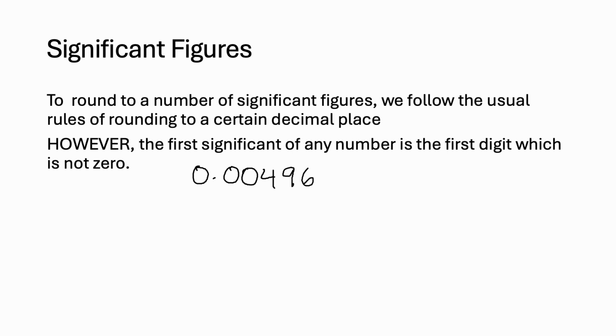0.00496, and let's say I ask, okay, which one is the first significant figure? It's not going to be this 0, it's not going to be this 0, it's going to be the first non-zero, which is going to be 4. So 4 in this instance would be the first significant figure, 9 would be the second, and 6 would be the third.